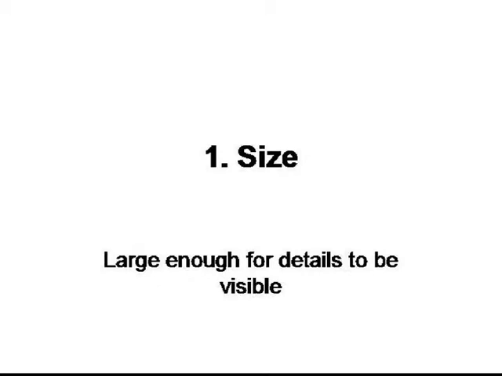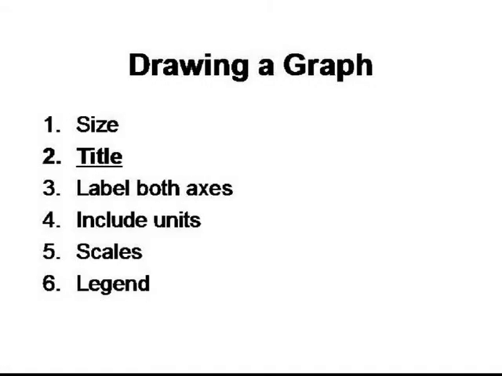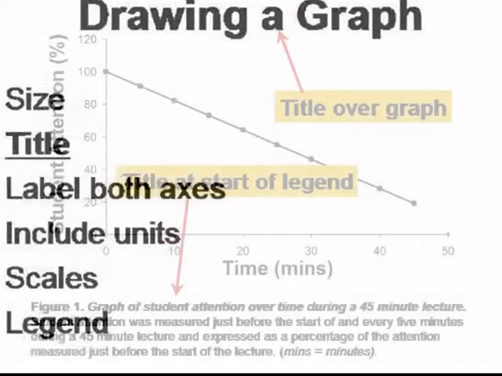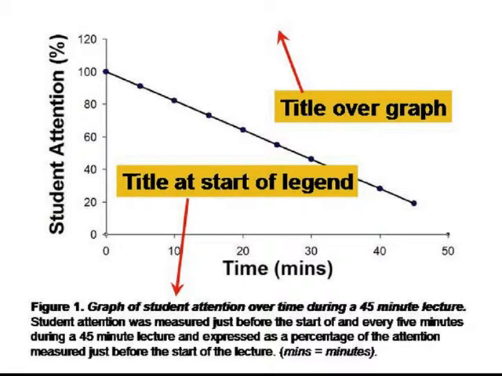Second, every graph should have a clear title. You can put the title over the top of the graph or at the start of the legend, as in this example. We'll talk more about legends in a moment. A simple way to title a graph is to use a modification of the axis labels, as in this graph, where the title is Graph of Student Attention Over Time during a 45-minute lecture.